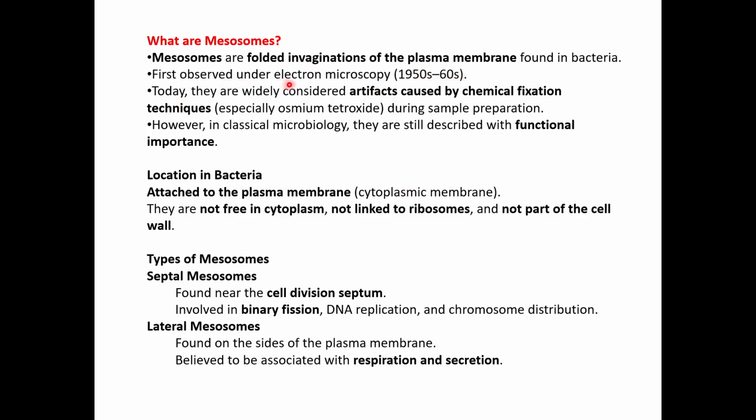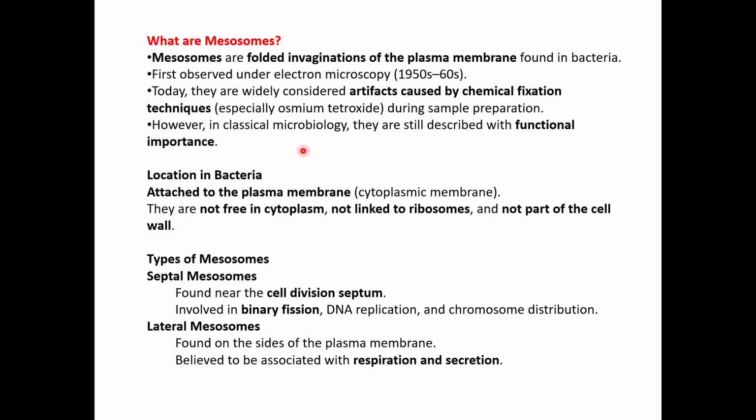These were first observed under the electron microscope in the 50s and 60s. Today they are widely considered as artifacts of chemical fixation techniques, etc. So now they are saying that these invaginations might not actually be present in the cells, but they could be formed during sample preparation. That is, when you use dehydrating agents or staining agents or any fixatives like osmium tetroxide, etc., that might lead to formation of mesosomes. So they are basically considered artifacts.